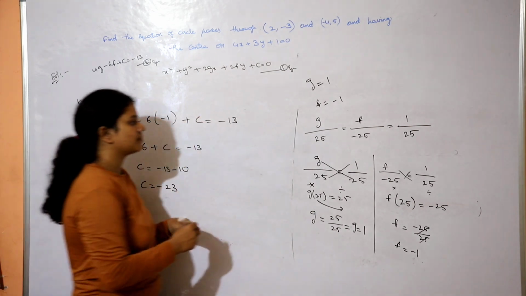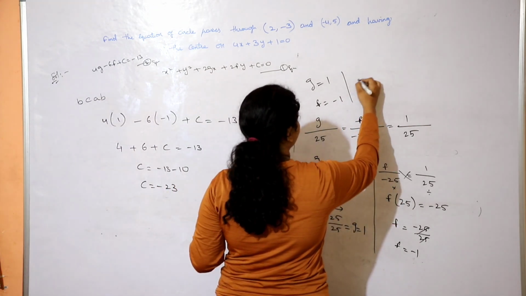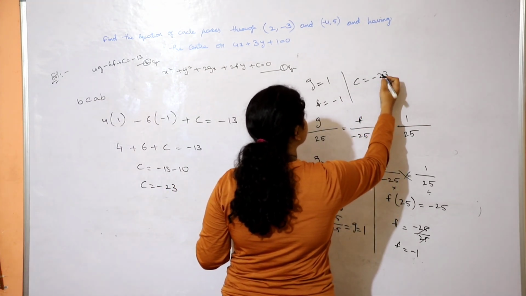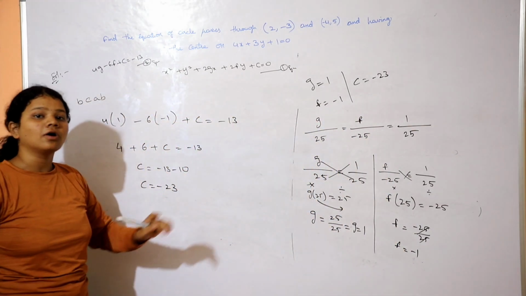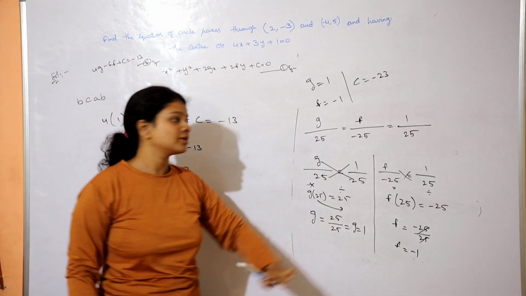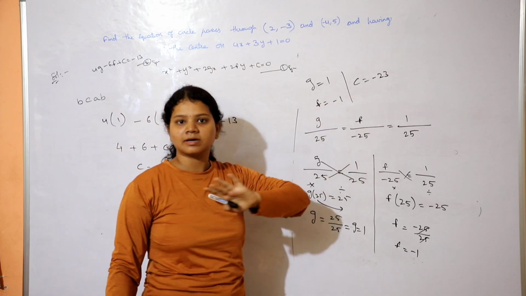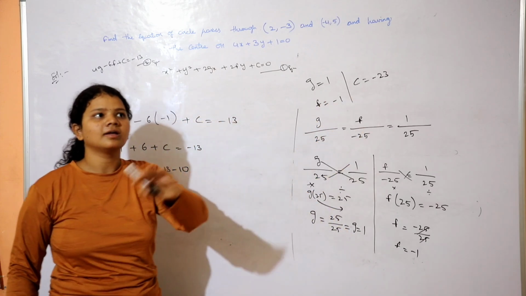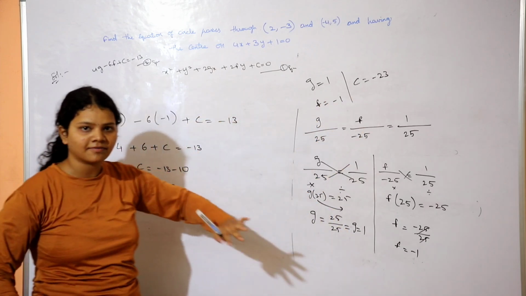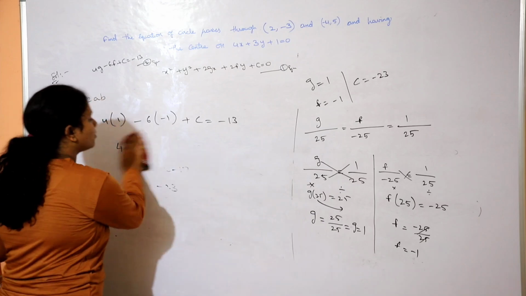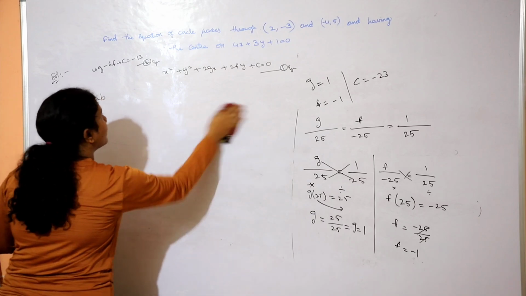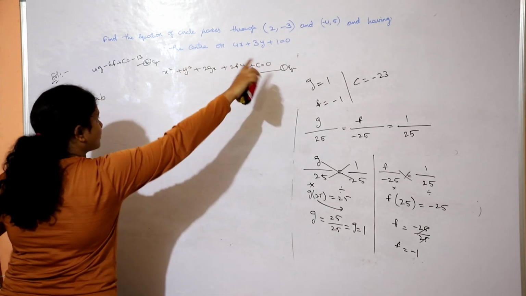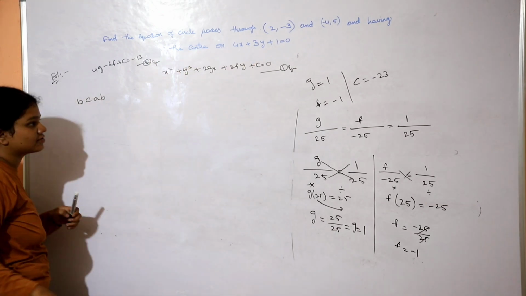We got G value which is 1, F value minus 1. Clear? Now at last we found out G value, F value and C value. Clear? I hope we are done 99.9% till here. We are done. And now what you do? They're asking to find the equation of the circle. They're not just asking for the circle passing through that point, but they're asking to find the equation of the circle at last.